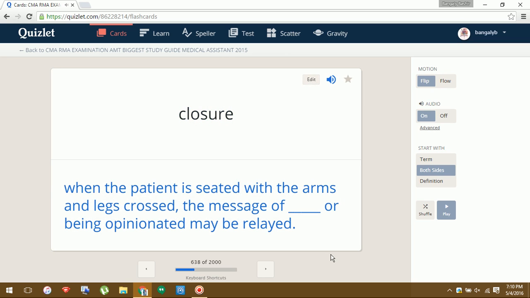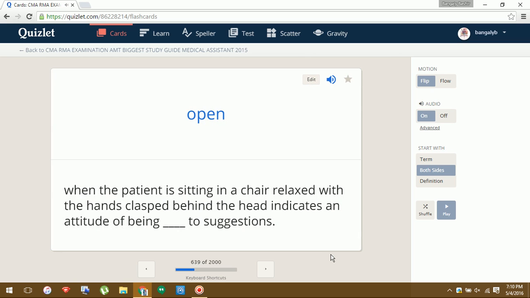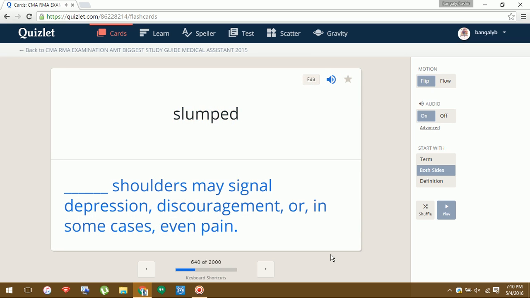Closure. When the patient is seated with the arms and legs crossed, the message of blank or being opinionated may be relayed. Open. When the patient is sitting in a chair relaxed with the hands clasped behind the head indicates an attitude of being blank to suggestions. Slumped. Blank shoulders may signal depression, discouragement, or, in some cases, even pain.